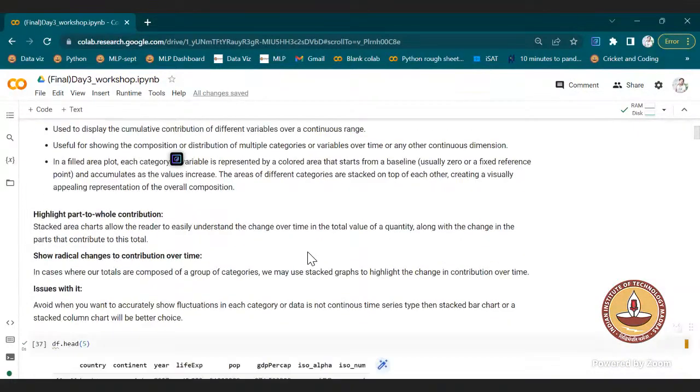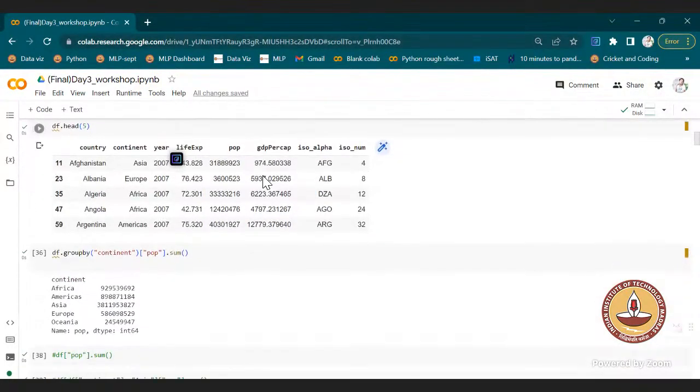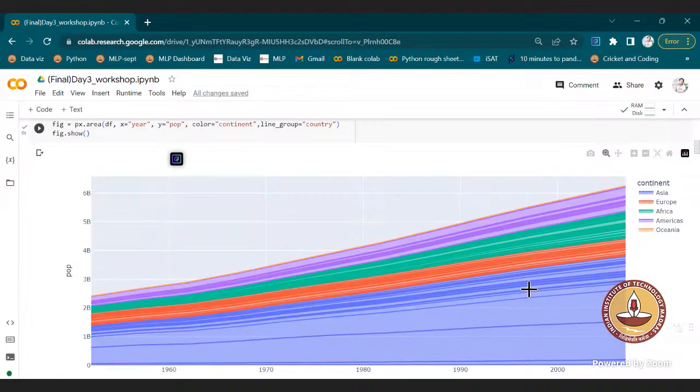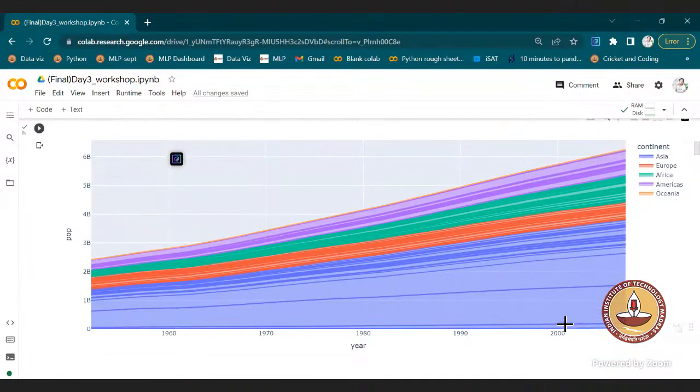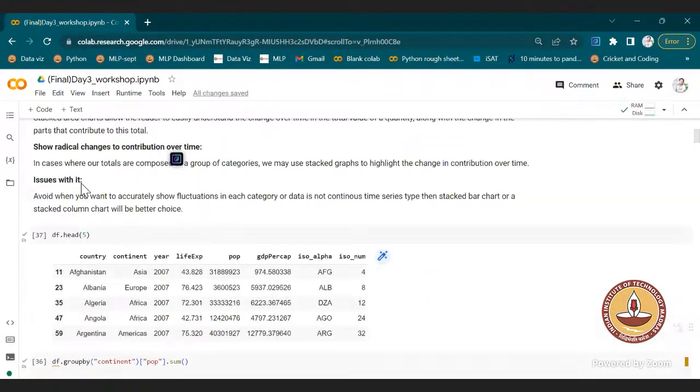But if you talk about the issues of this chart, you will feel that it's difficult to analyze it accurately. Let's say if I ask you, in the year 2000, how much was the population contribution from the Asia continent? It's difficult to visualize that. So those are the disadvantages of this type of chart.